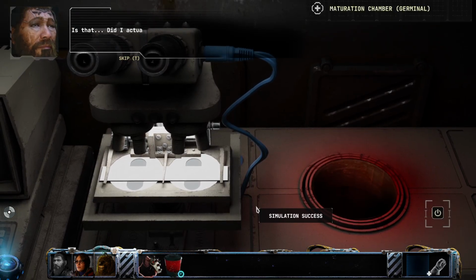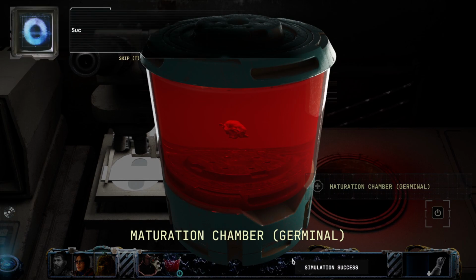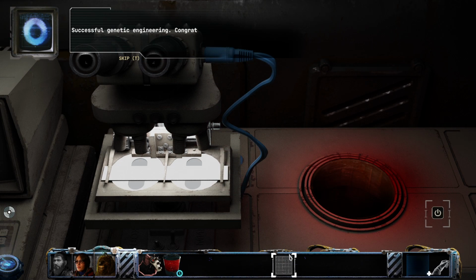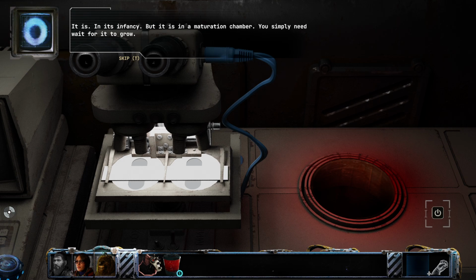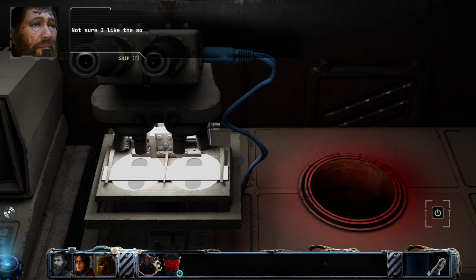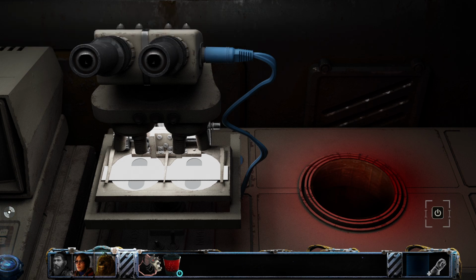Okay, yes. Did I actually... Successful genetic engineering. Congratulations. Smartest Mac. It looks tiny. It is in its infancy. But it is in a maturation chamber. You simply need to wait for it to grow. Not sure I like the sound of that.